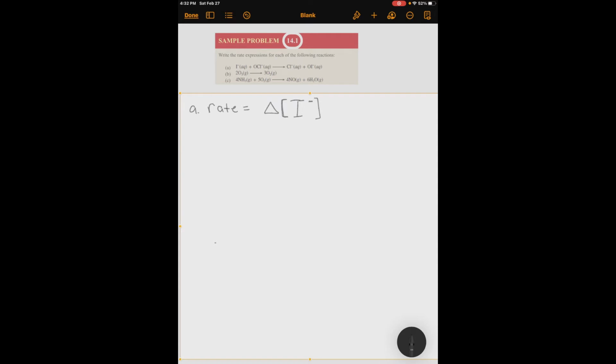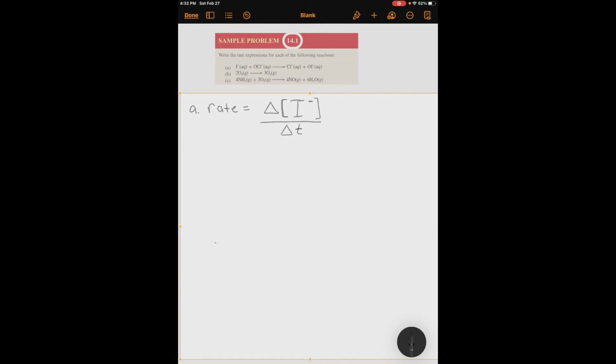And the rate is the change in the concentration divided by the change in time, delta T for time. Okay? So just like the speed of running is your change in position divided by change in time, the change in the concentration divided by the change in time is the rate of the reaction. Now, we want the rate to be positive.